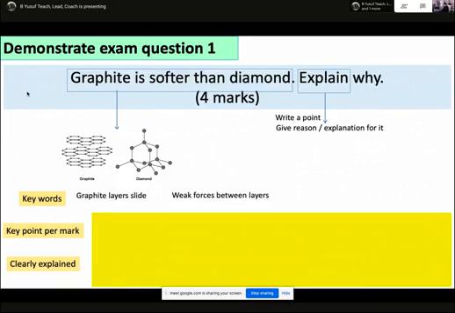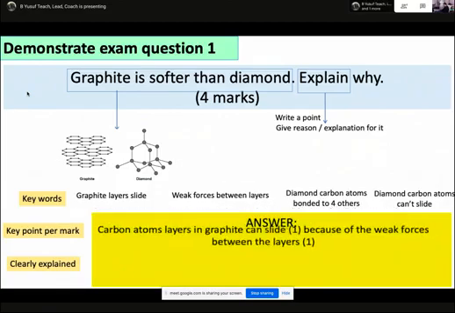They're represented by the dots, but they're not in this image. However, it still is the case. And diamond carbon atoms bond to 4 others. Okay? And the fact that diamond carbon atoms cannot slide. So you've got 4 key points and 4 key words included. So this is the answer.